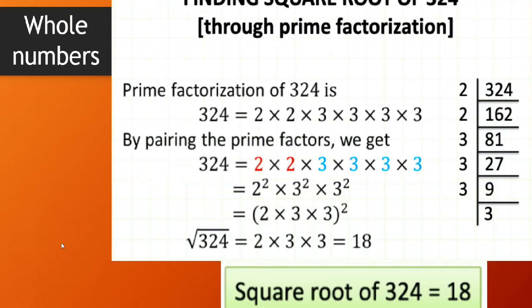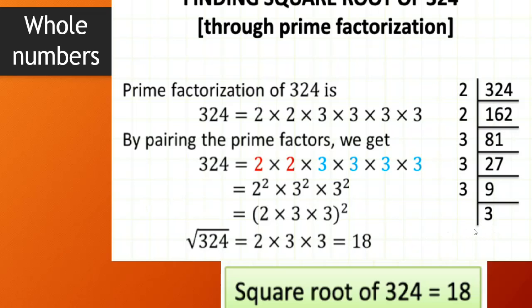Now we're going to find the square root of whole numbers through the prime factorization method. Here's an example. We're going to find the square root of 324 through prime factorization. As you know what prime factorization is, we have learned it in 5th and 6th grade. We're just going to find the prime factorization of 324. Here are the steps to find the prime factorization.